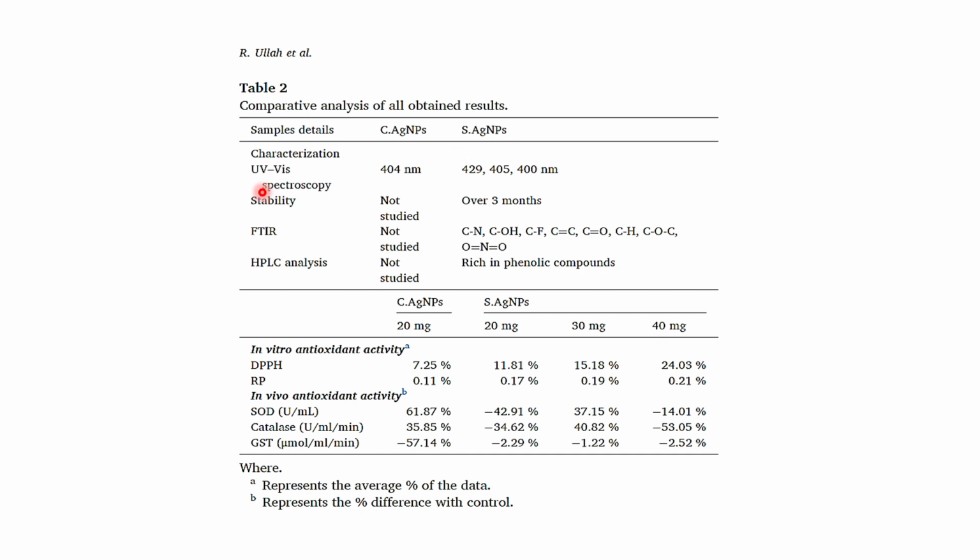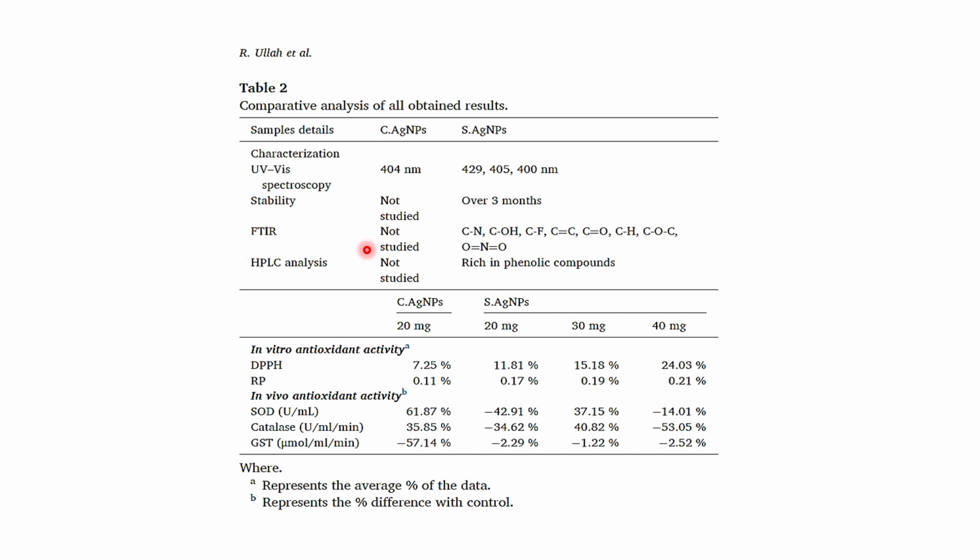For characterization, we used UV. UV showed that the chemically synthesized nanoparticle has a size of 404 nanometer, and the biologically synthesized nanoparticles show sizes of 429, 405 and 400. The stability was not studied for the chemical AgNP, and the stability for SAgNP was over 3 months.